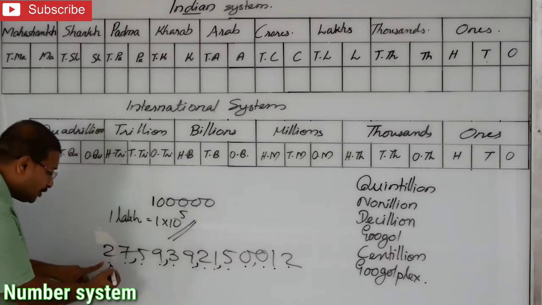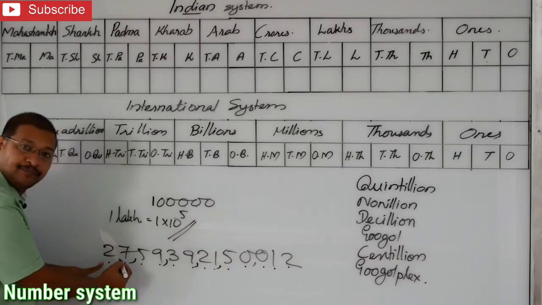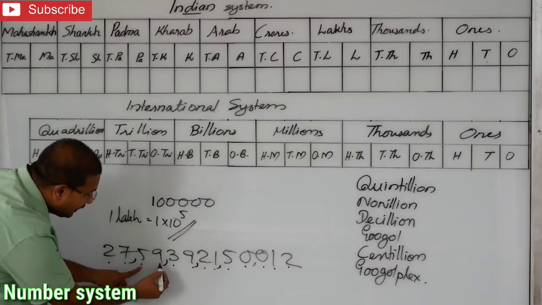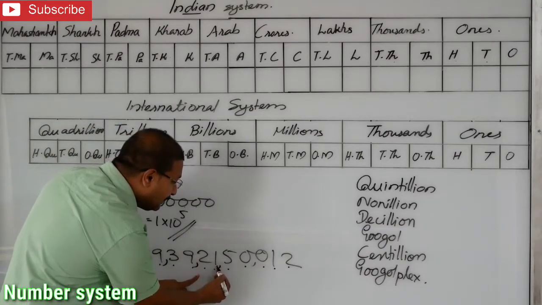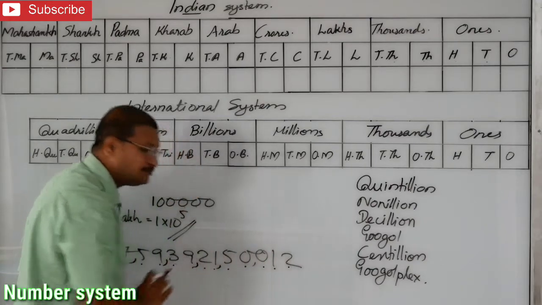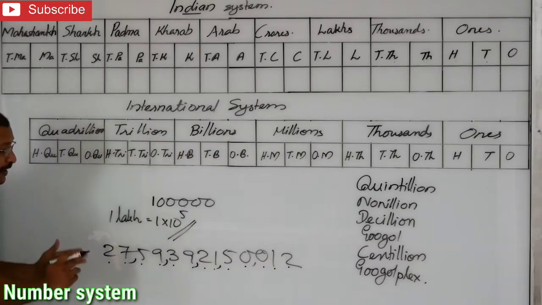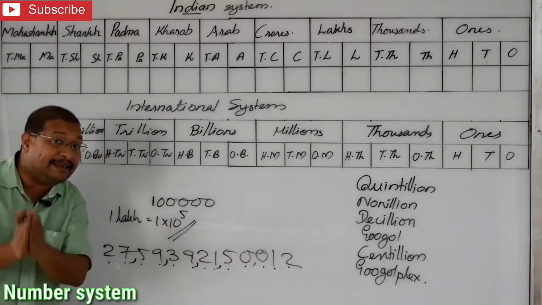That means 27 Karab, 59 Arab, 39 crores, 21 lakh, 50,000, 12. Got it? This way we have to read in the case of Indian system.